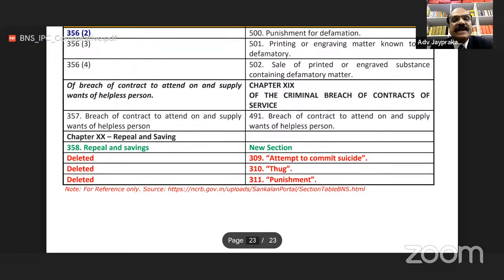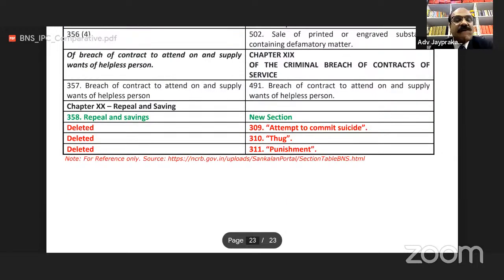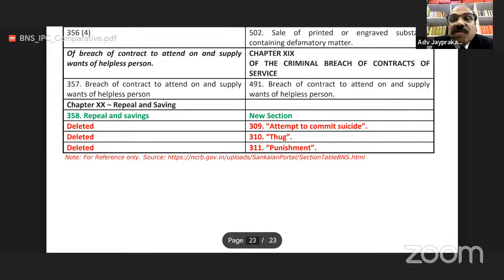Next, breach of contract to attend on and supply wants of helpless person. Chapter 19 in IPC is the criminal breach of contract of service. BNS section 357, breach of contract to attend on and supply wants of helpless person. Its corresponding section was in IPC 491.